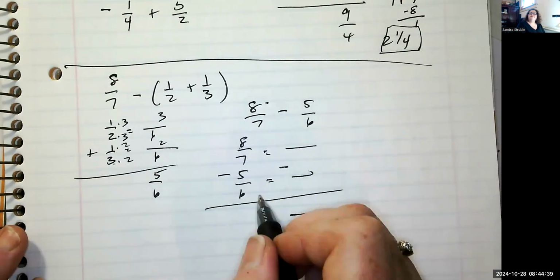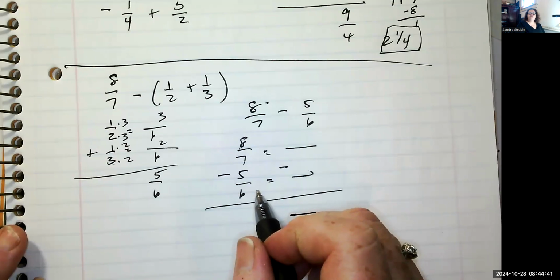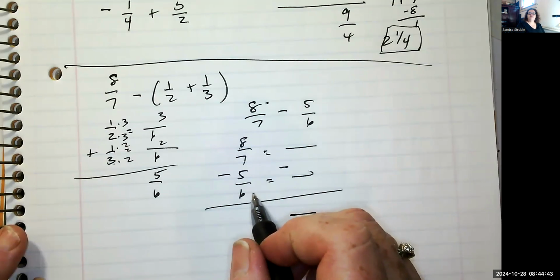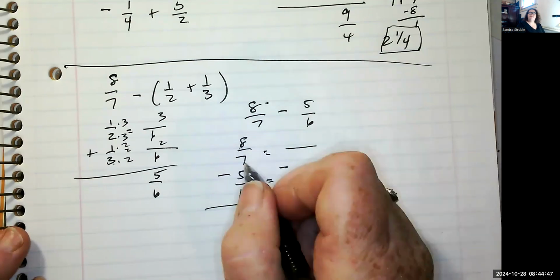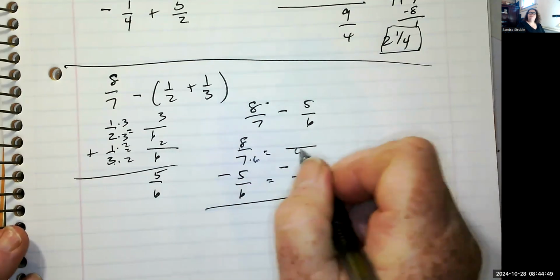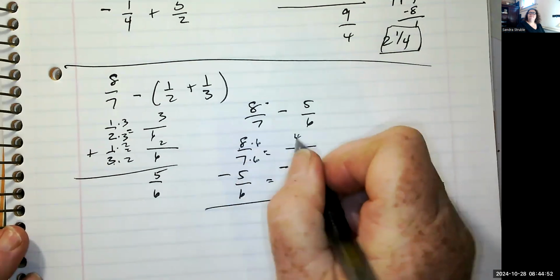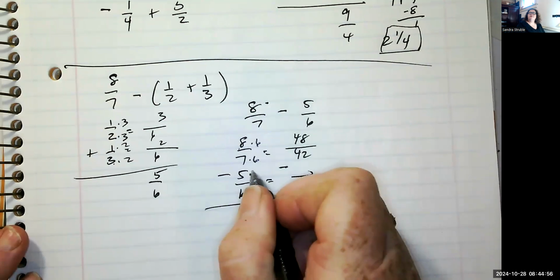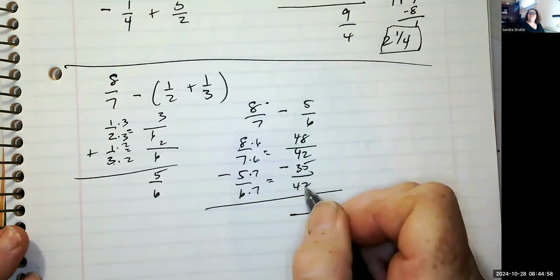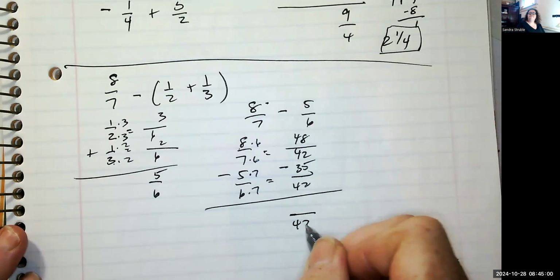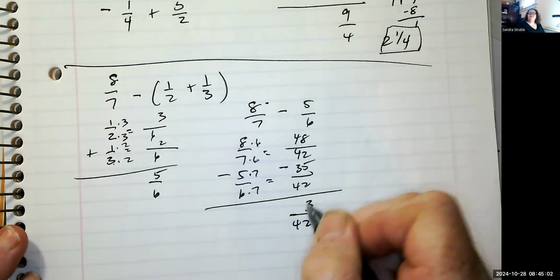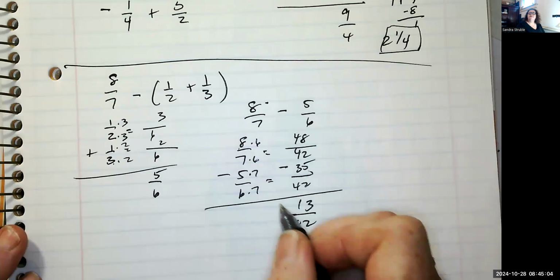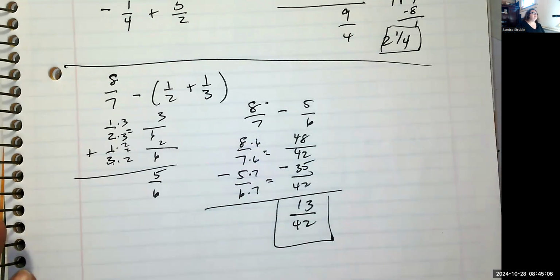It's going to be a negative. 6, I'm going through my multiples, 12. Okay, it's going to have to be times 7. So 7 times 6 is 42. 8 times 6 is 48. 6 times 7 is 42. 5 times 7 is 35. Subtract them. Get 13 over 42, and positive. Ooh, that's already proper. Sweet.